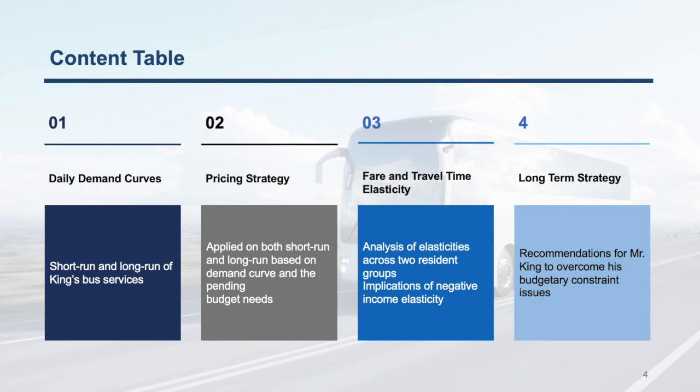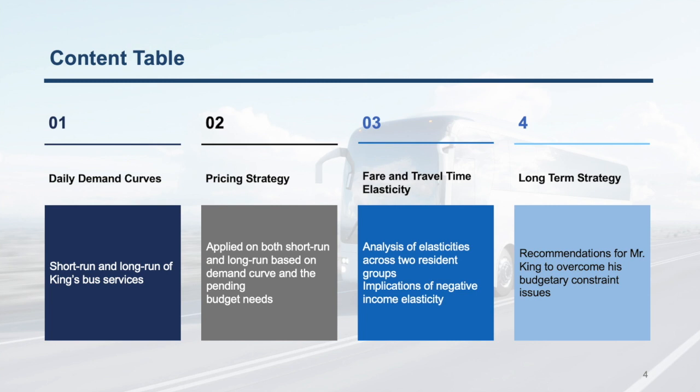So today we'll be answering 4 questions from the case itself. The first question is specific to the daily demand curve, so we'll be looking at how we derive the short run and long run of all the bus services. The second one is with regards to the pricing strategy. There's actually 2 parts to the question.